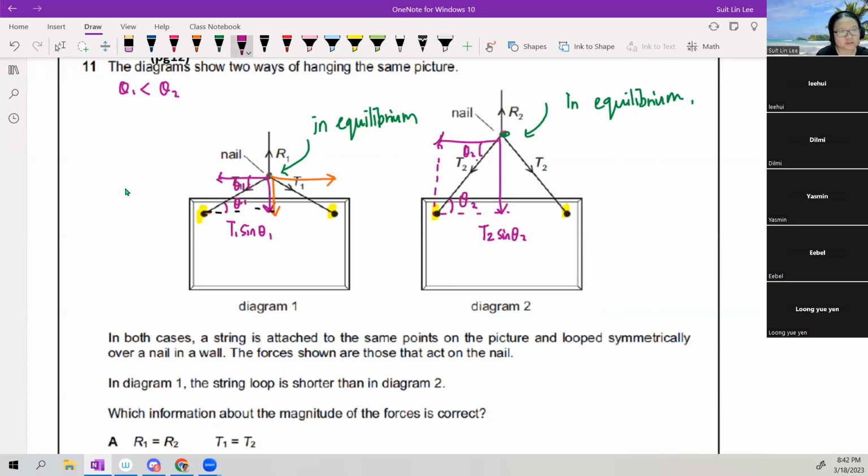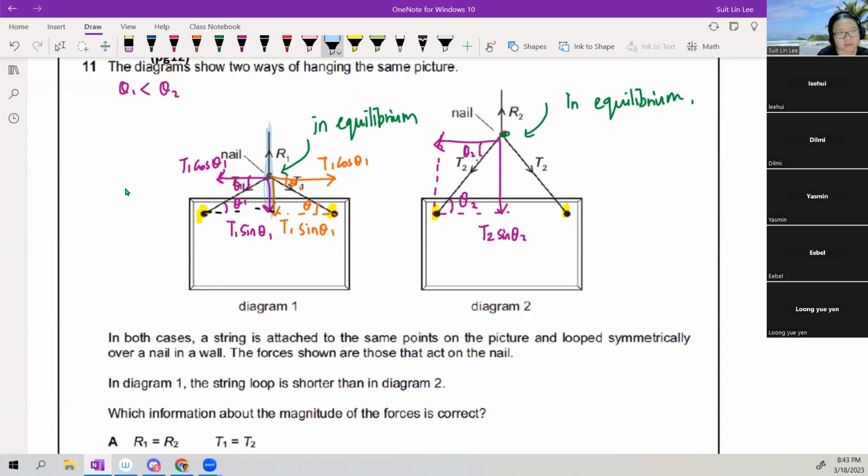I don't care much about the horizontal component because left and right will cancel one. You see this one, T1 cos theta 1. But also if we look here, this is a symmetrical drawing. So this is theta 1. Then this will be T1 cos theta 1. So they are the same, so no big deal. Doesn't give me any information. But this is T1 sine theta 1 also.